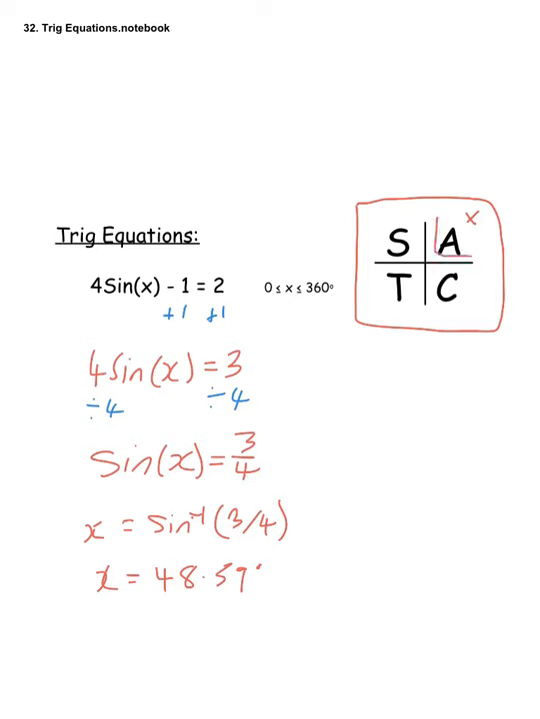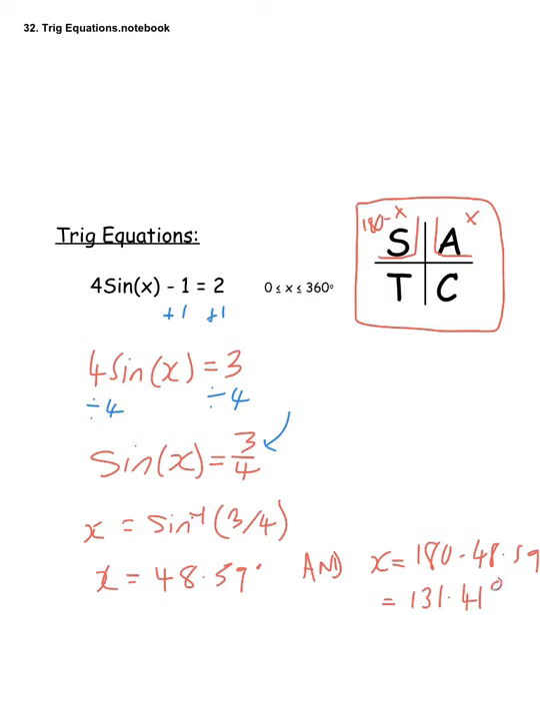But we got a positive answer for sine, and there are two places where you can get a positive answer for sine. There's the all section and there's also the sine section. In the sine section, you take your answer and you do 180 subtract that answer. That's how you get your second answer for sine. So our answer is 48.59 and it's also 180 take away 48.59, which is equal to 131.41.